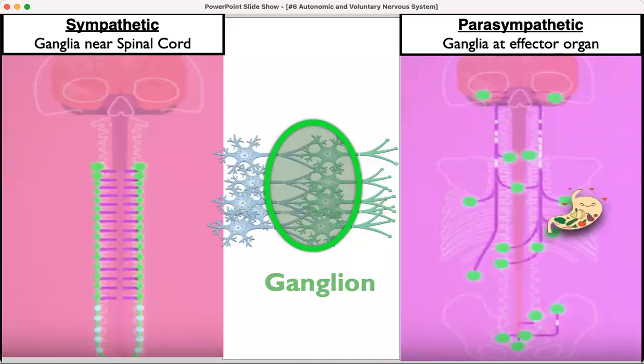The ganglion, or the synapses, are happening very close to the spinal cord. In the sympathetic nervous system, they're happening here at the thoracic and the lumbar areas, versus at the parasympathetic, they're happening close to the organs, or effector organs. And this example is showing it close to the stomach.